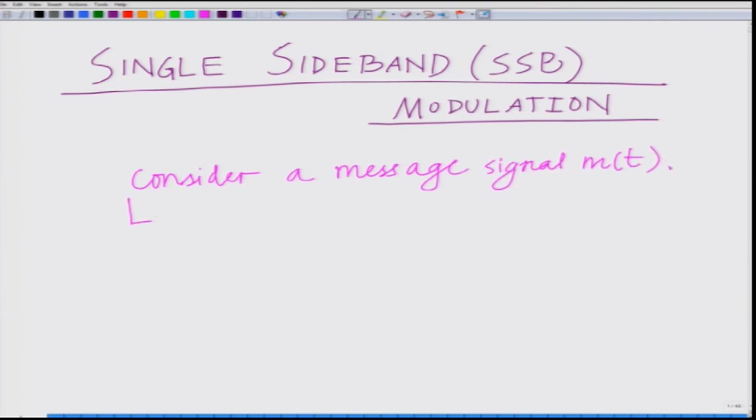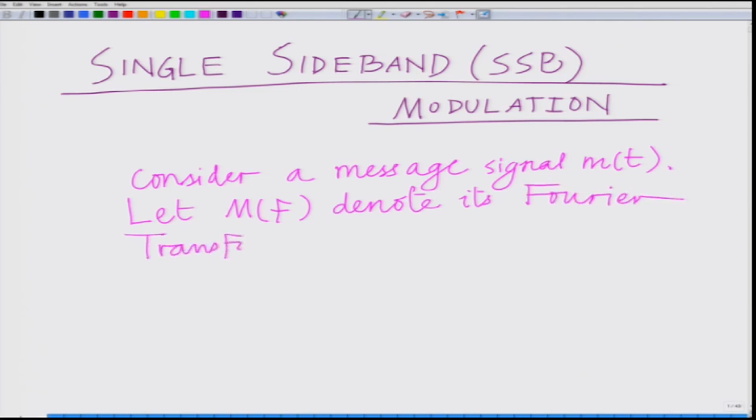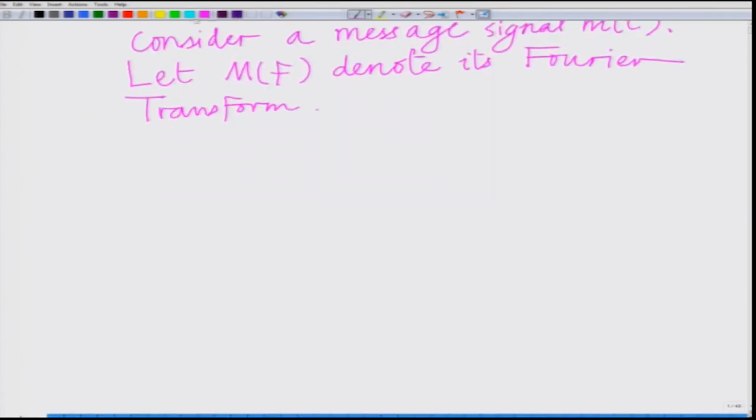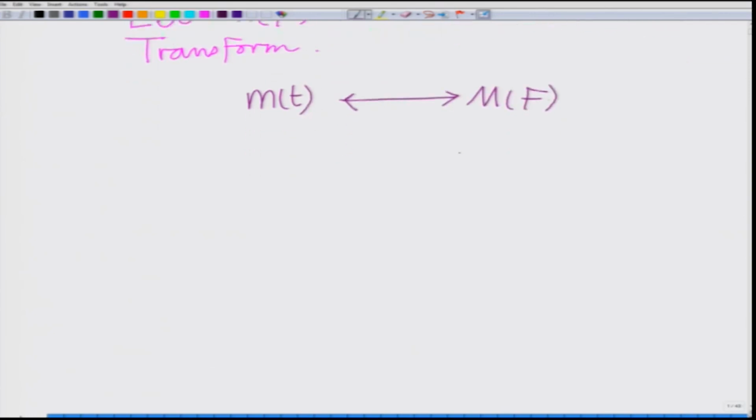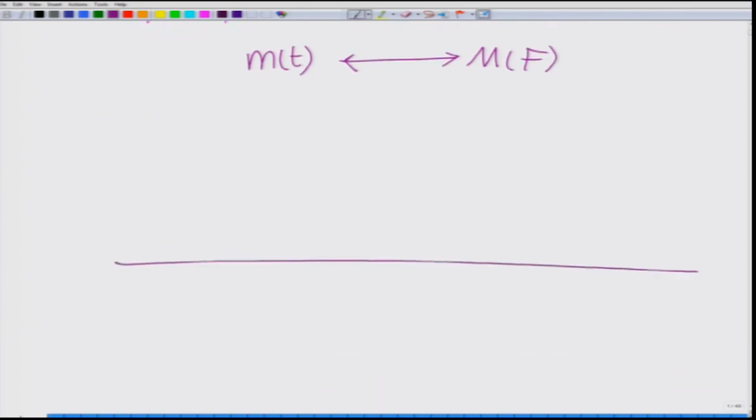And let M(f) denote its Fourier transform, that is, M(f) is the Fourier transform of m(t). We have a message signal m(t) and its Fourier transform given by M(f). Let us draw this schematically.